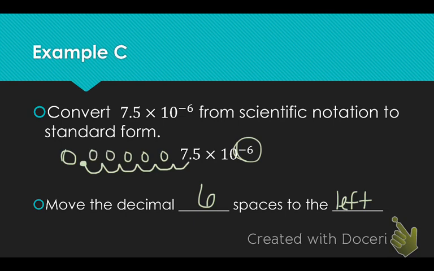So I'm getting 0.1, 2, 3, 4, 5 zeros, and then my 7, 5.